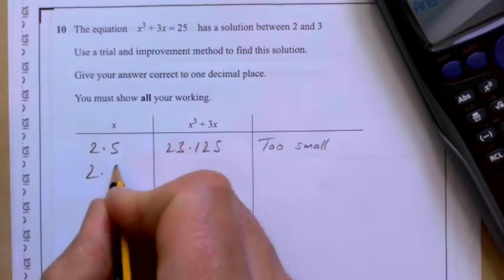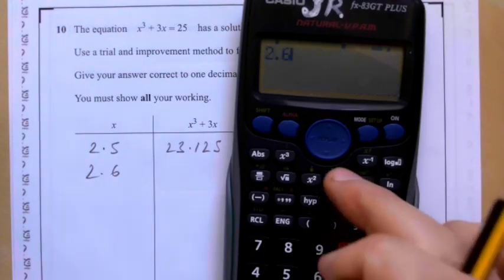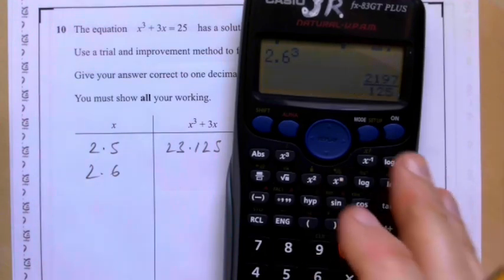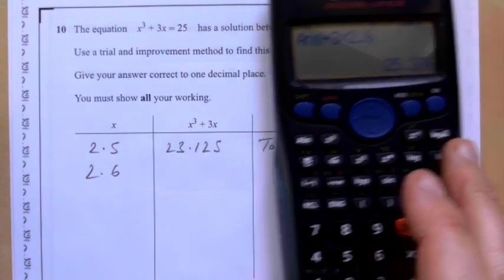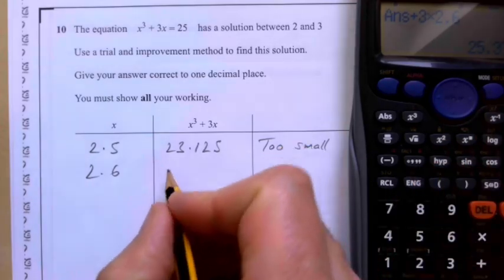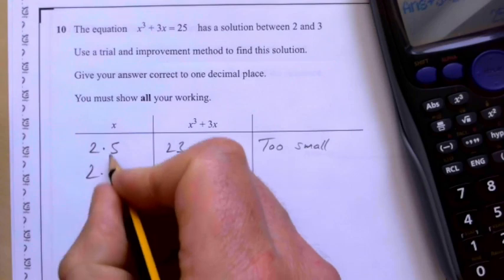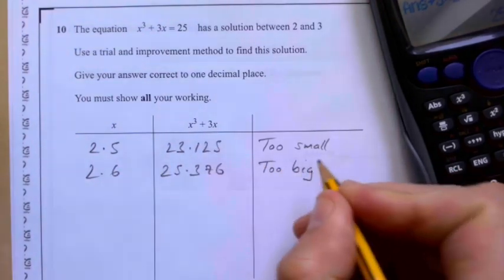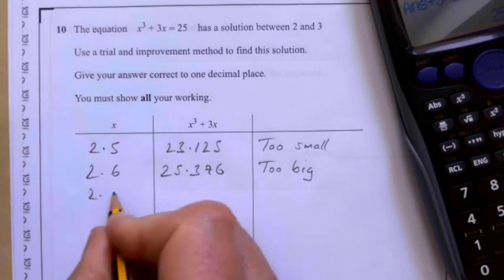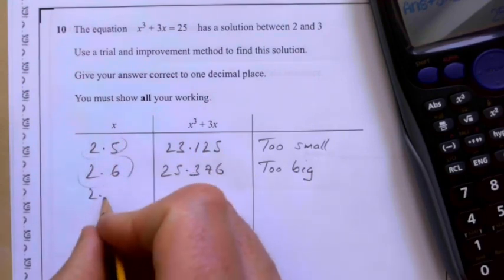I can go for 2.6. 2.6 cubed plus 3 times 2.6 equals, and that's 25.376. And that's too big, so it's somewhere in between these two. So we're going to try 2.55 to see which of these is the correct one.